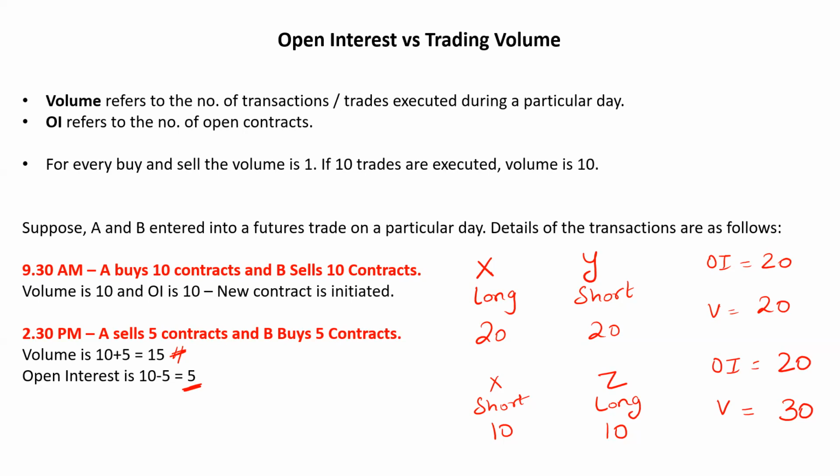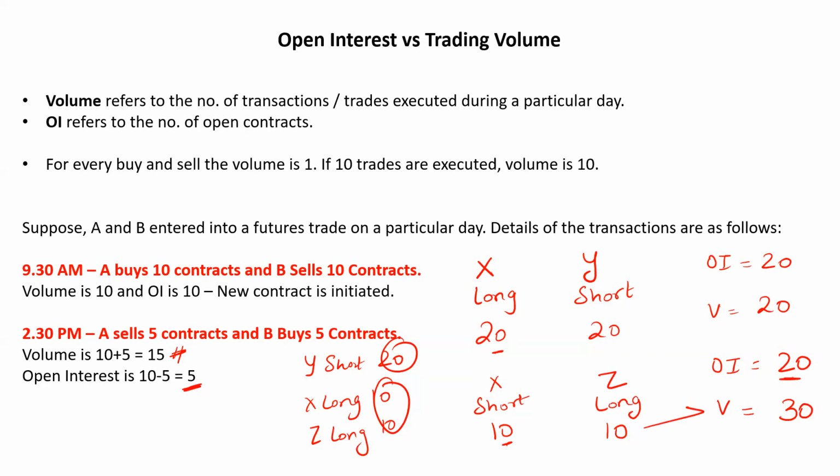How the open interest is 20, I'll explain it. Y is having a short position on 20 contracts. X is having a long position on 10 contracts. Initially, he had a long position in 20, but he has closed 10. Z has taken a long position in 10 contracts. So there are an equal number of longs and shorts. So open interest is 20.